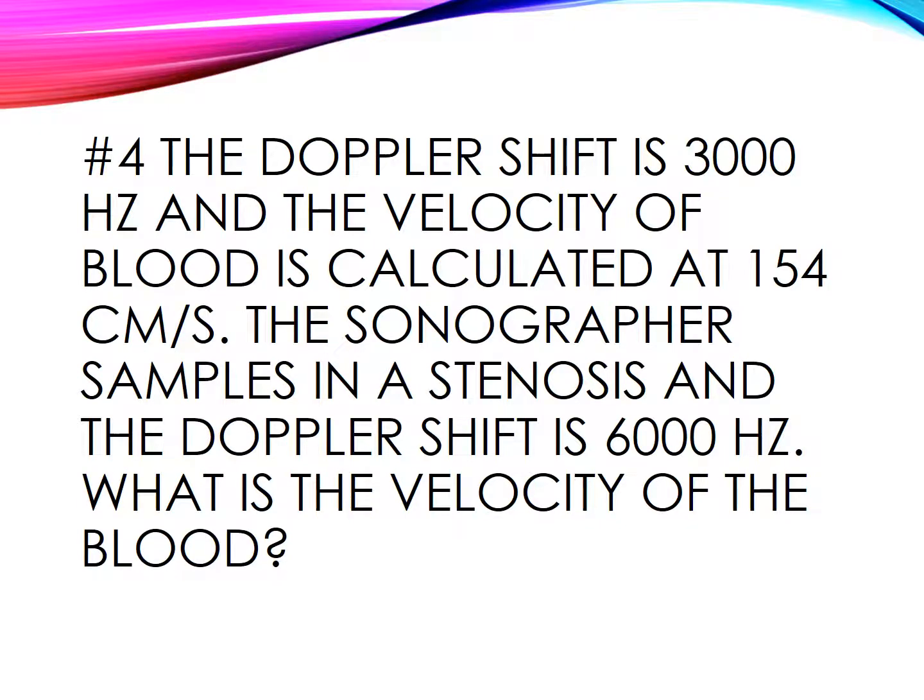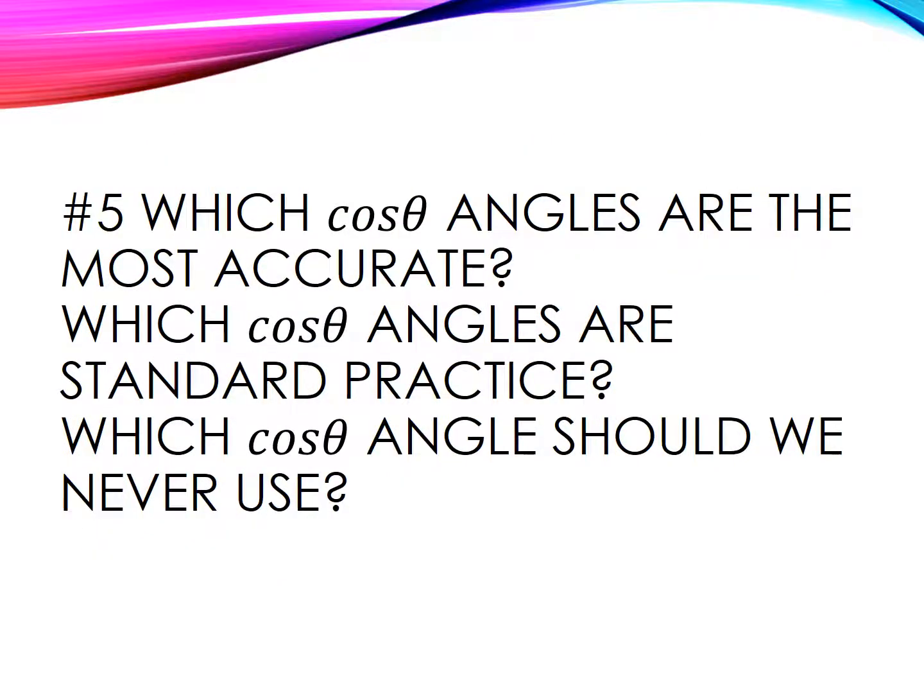Number 4, the Doppler shift is 3000 Hz and the velocity of blood is calculated at 154 centimeters per second. The sonographer samples in a stenosis and the Doppler shift is 6000 Hz. What is the velocity of the blood? Number 5, which cosine of theta angles are the most accurate? Which cosine of theta angles are standard practice? And which cosine of theta angles should we never use?